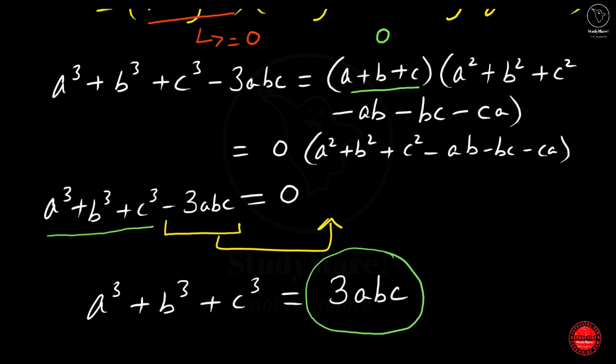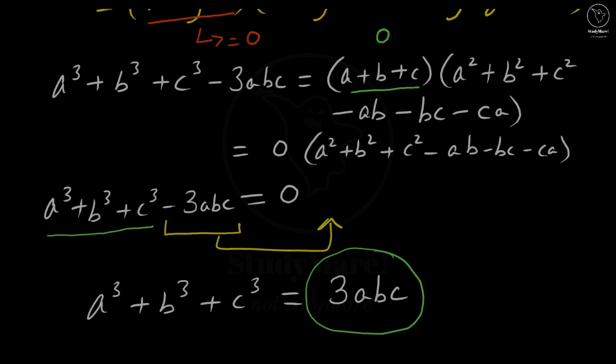The value of a cube plus b cube plus c cube is equal to 3abc when a plus b plus c is equal to 0. You can also use it as an identity to solve other similar questions. You just have to remember the identities in such questions, apply it, and you have the solution.